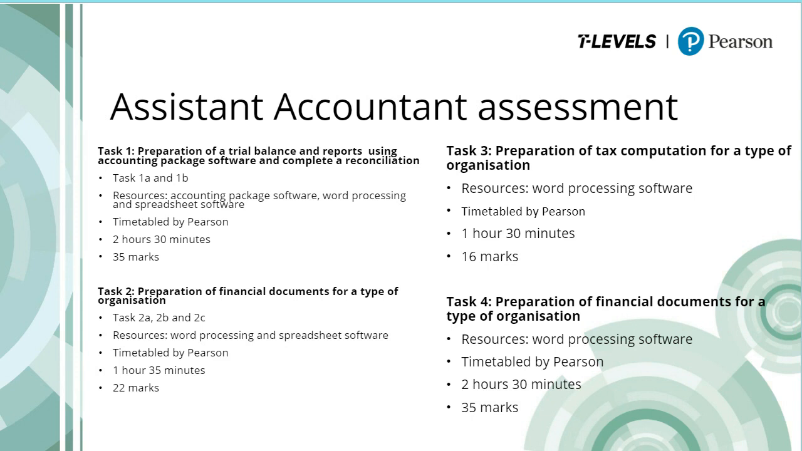Now, task 2. Your students will prepare financial documents related to the given organisation, and it's split into 3. In task 2A, your students will prepare journal entries. Task 2B, they'll prepare a statement of profit or loss and appropriation accounts. And in task 2C, they'll prepare a statement of financial position. And again, they'll be provided with a resource document, giving the students all the information they're required to undertake the task, and they'll also receive a digital answer booklet. Task 2 is worth 22 marks and has a duration of 1 hour and 35 minutes, which are timetabled by Pearson.